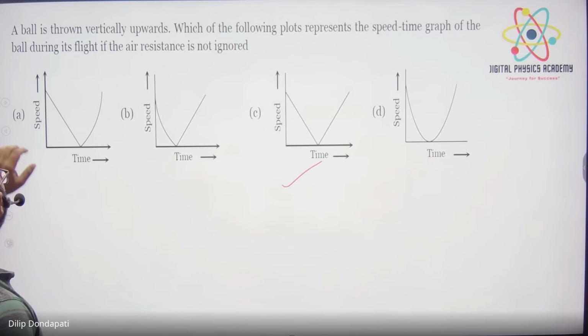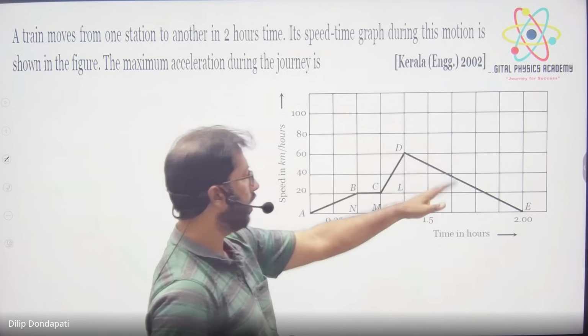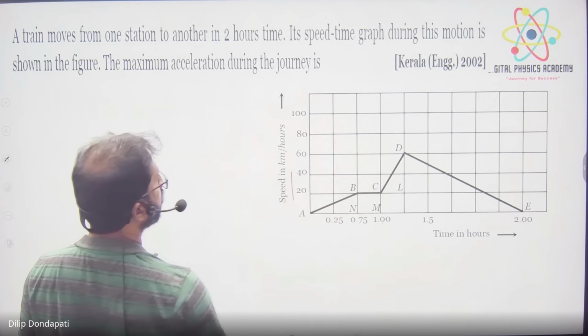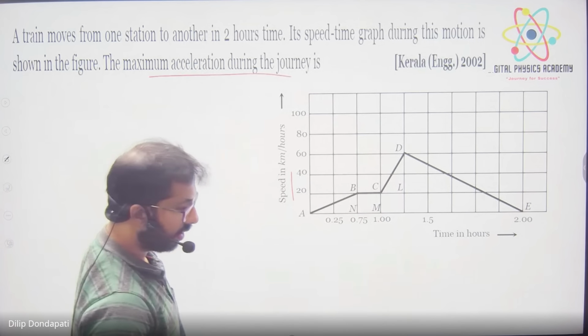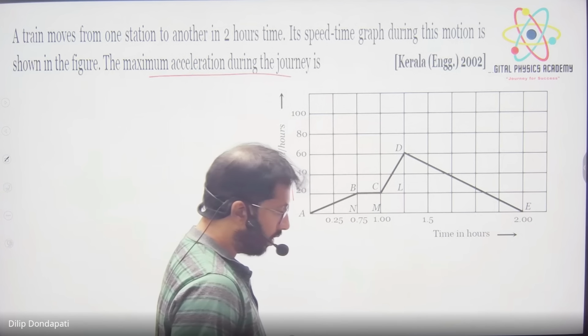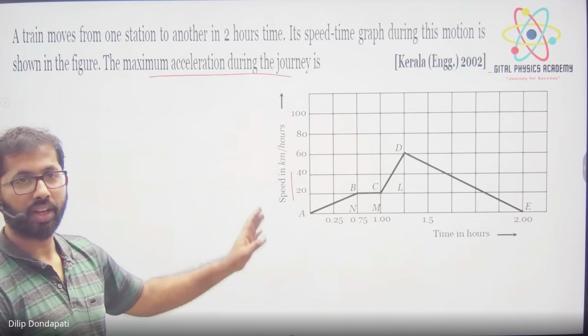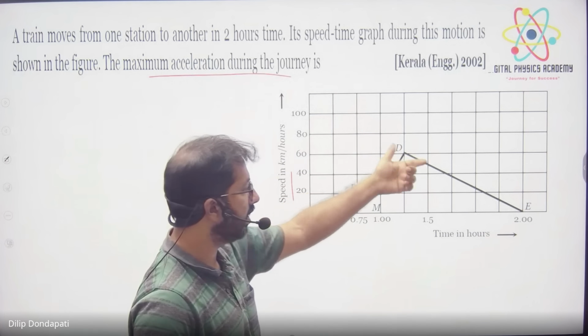Okay, next. Now try. A train moves from one station to another in 2 hours of time. In 2 hours it went like this. Speed time graph is given to you. You're asking maximum acceleration during the journey. Speed or velocity, both same, no problem. But I want maximum acceleration of the journey. In which part is the maximum acceleration? AB, BC, CD or D?